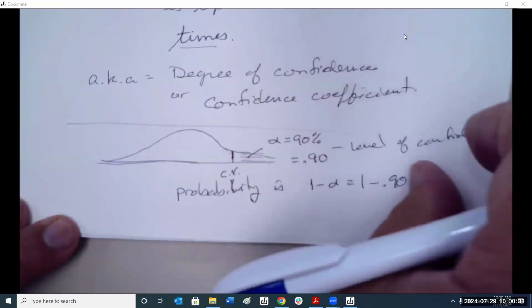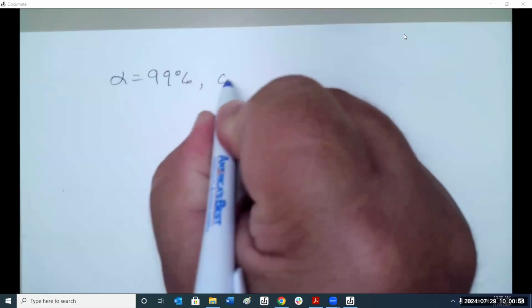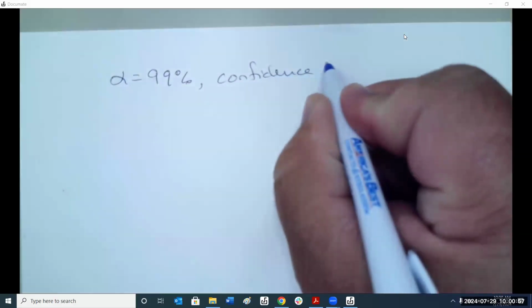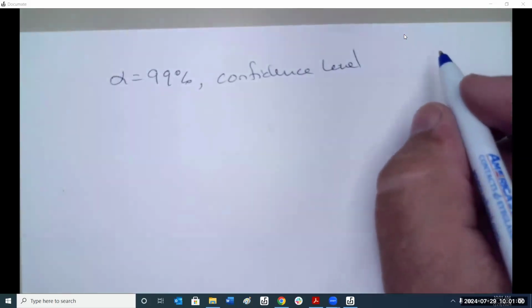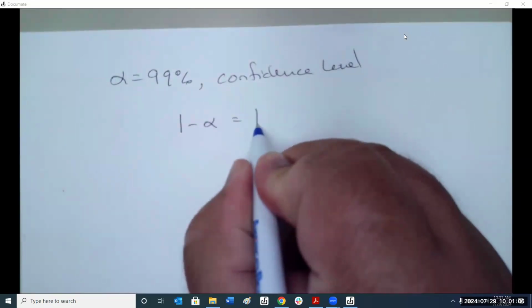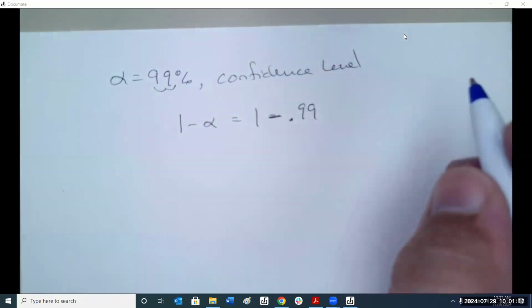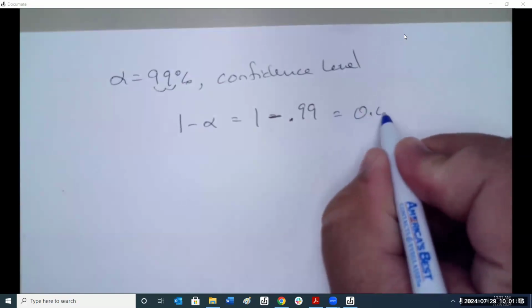So whatever your alpha is, the confidence coefficient is 1 minus alpha. And I gave you a chart there. So for example, if your alpha was 99%, then what you would do is convert that to decimals, which is 0.99, move the decimal 2 to the left, which makes it 0.01.